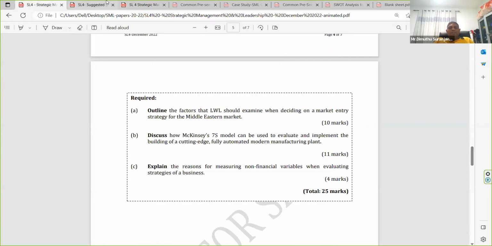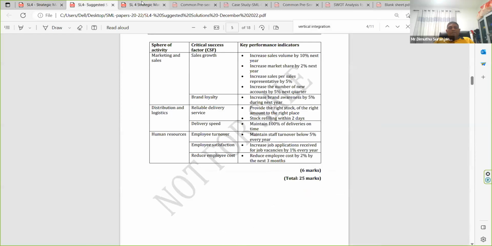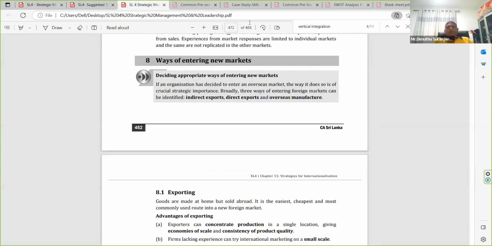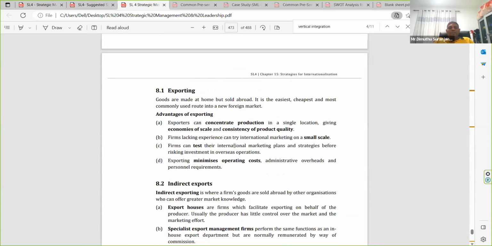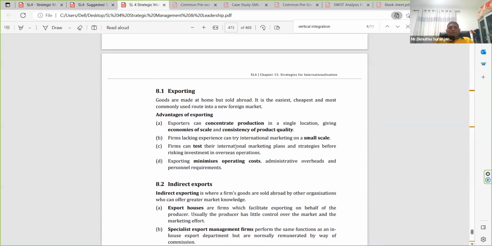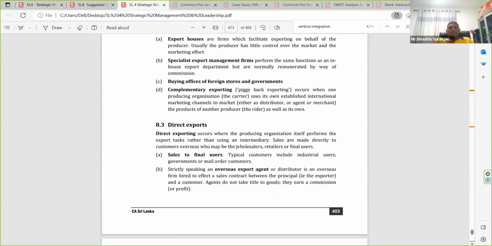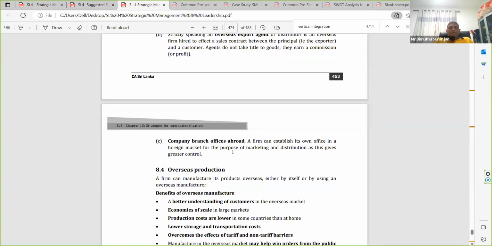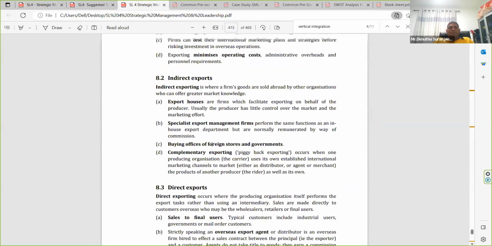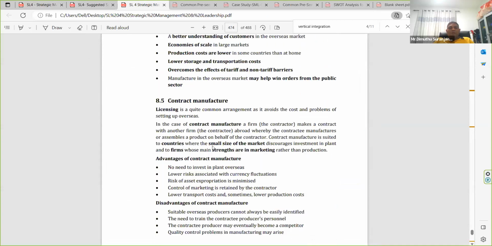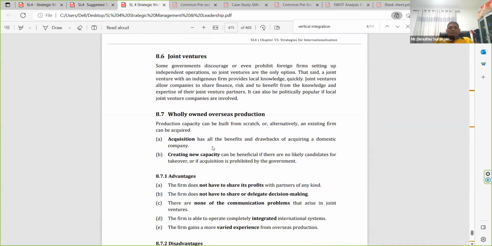Right? Market entry strategy. Ways of entering new markets. Exporting, direct export. Exporting two options. No? Export, that is direct export, and other one is indirect export. He has mentioned about the overseas production options, so then exporting options, no? Contract manufacture, wholly on overseas production. That's the strategy he has mentioned here.